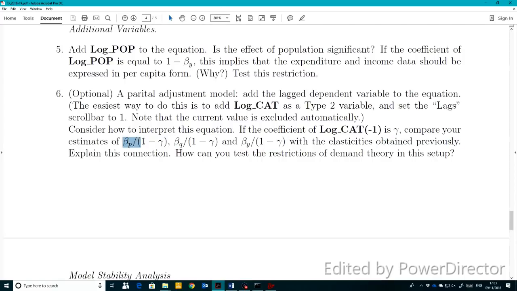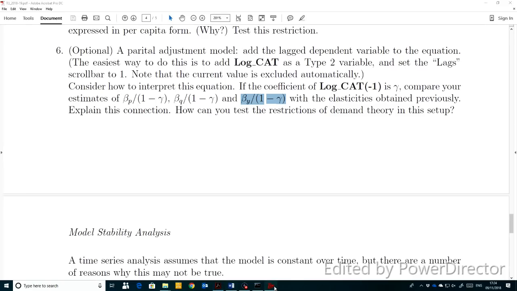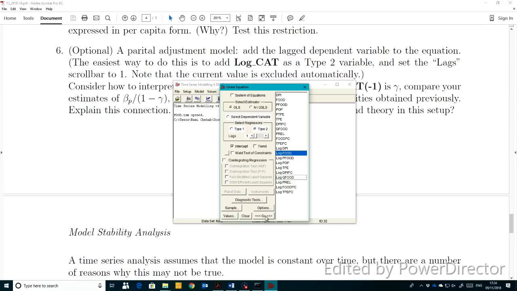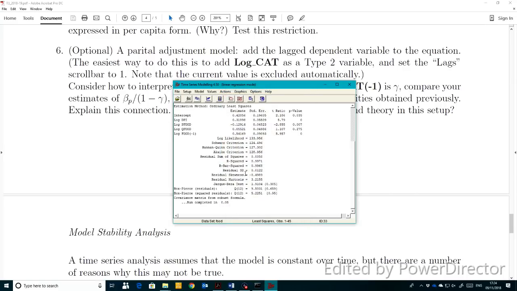So you have to compare beta p over 1 minus lambda with beta p, beta q over 1 minus lambda with beta q, and beta y over 1 minus lambda with the previous numbers, which is beta y. If we hit run, since we already have the regressors and the lagged variable, and we hit go, this is going to be our estimate. This is going to be your gamma hat.